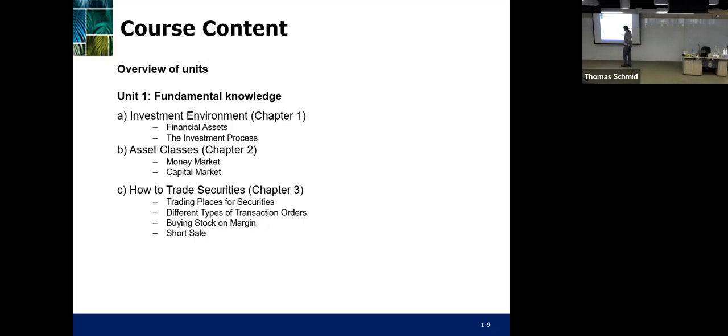Different types of transaction orders. So if you buy a stock, how do you instruct your broker to buy the stock for you? Do you have a market order saying buy whatever the price, or do you have some price contingent order saying to your broker only buy if the price is below X?